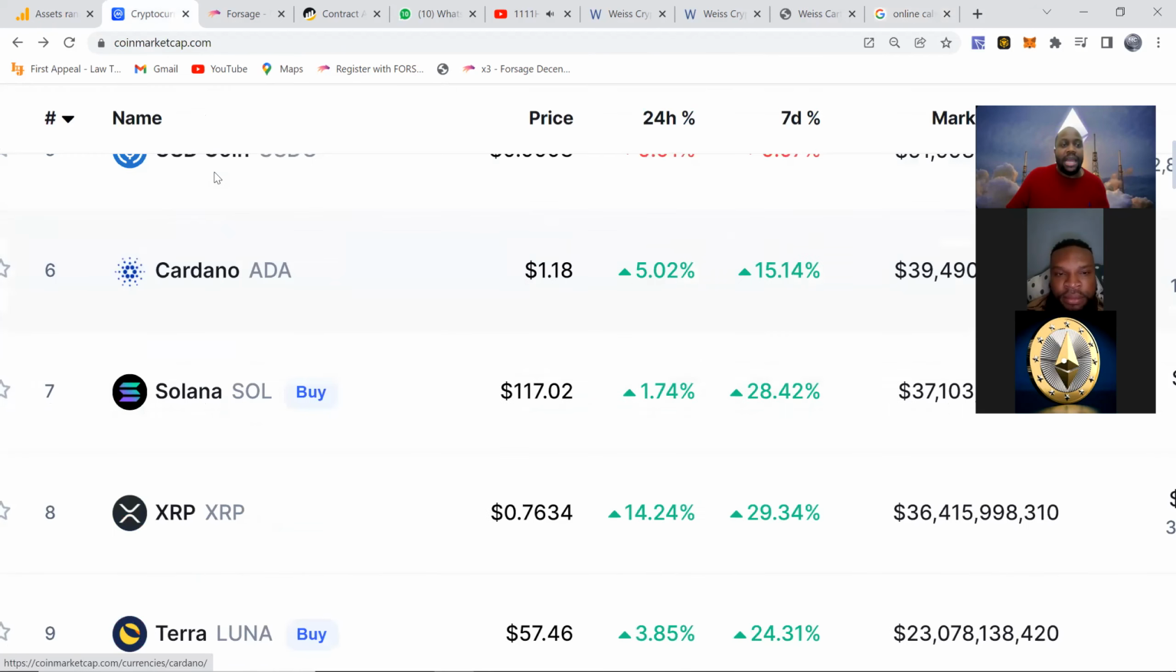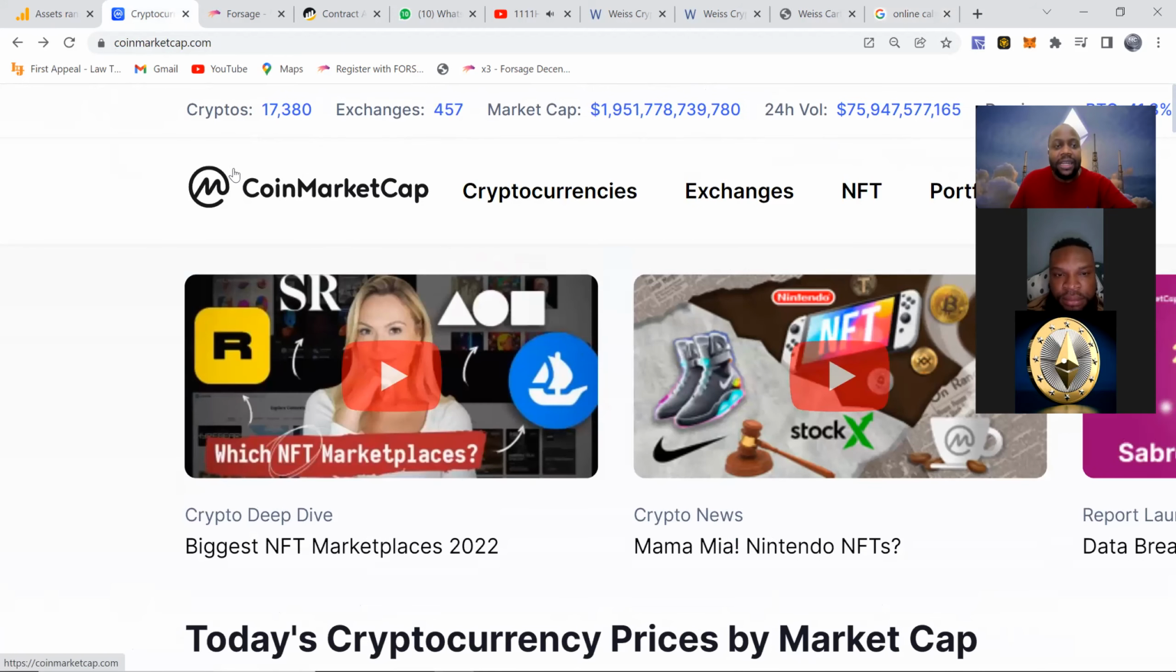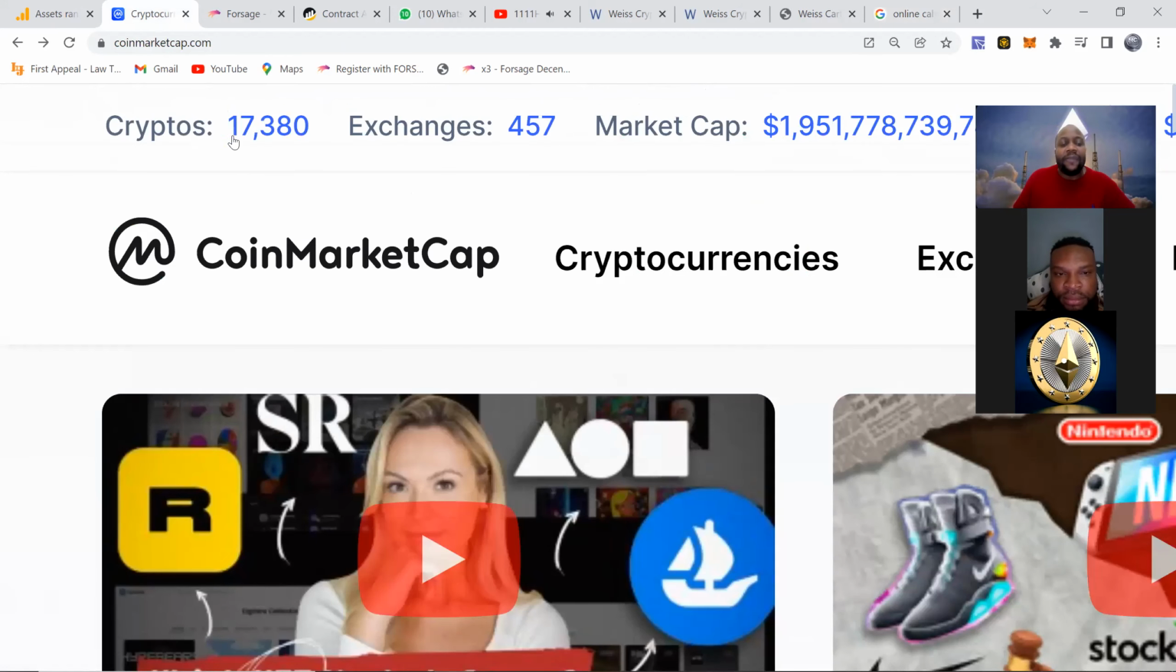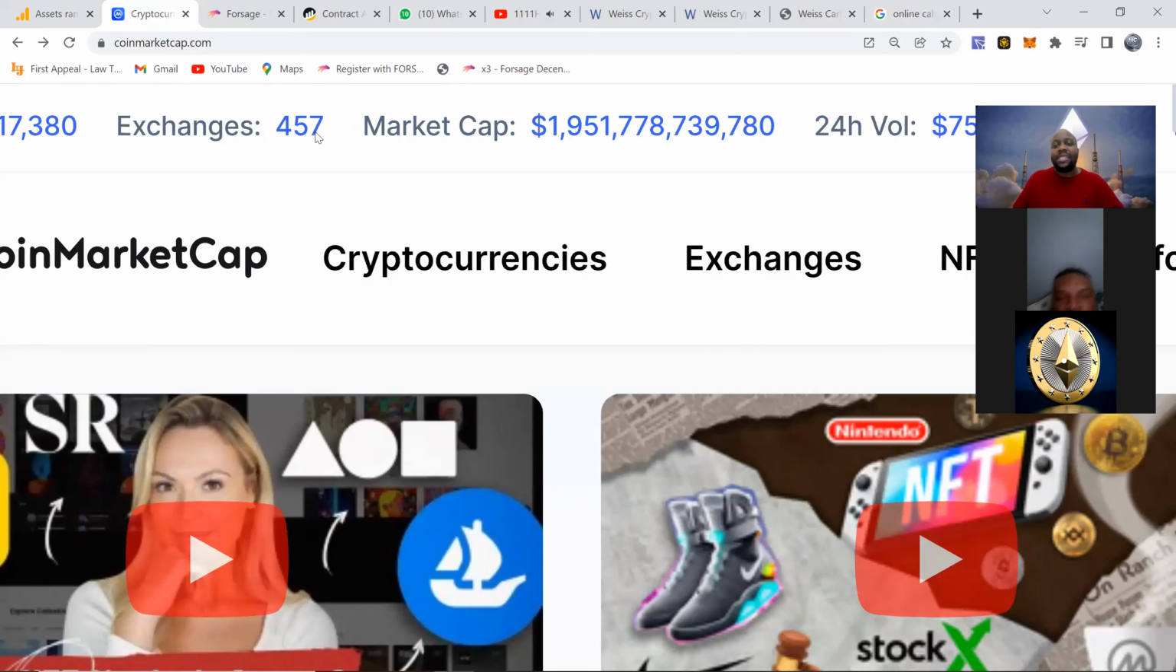You see now how many coins are there? Let me show you. Do you know there are more than 17,000? See cryptocurrency, 17,380. So you can pick the wrong shit coin and you can lose your money. But when you are sticking with the experts, because for us, we are doing more.